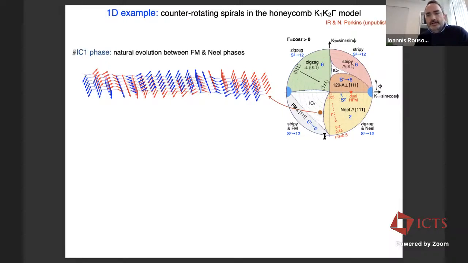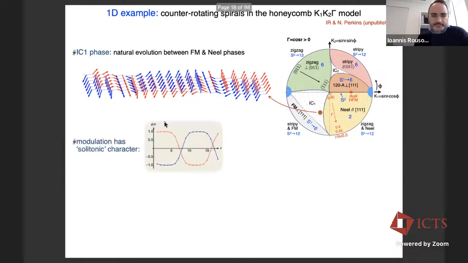If you are close to the L phase, there are these large domains of an L antiferromagnet separated by these domain walls, which are basically ferromagnetic domains. And by moving in this region here, you can go continuously from the L phase to the ferromagnetic phase by changing the relative distance or the relative width of these domains.